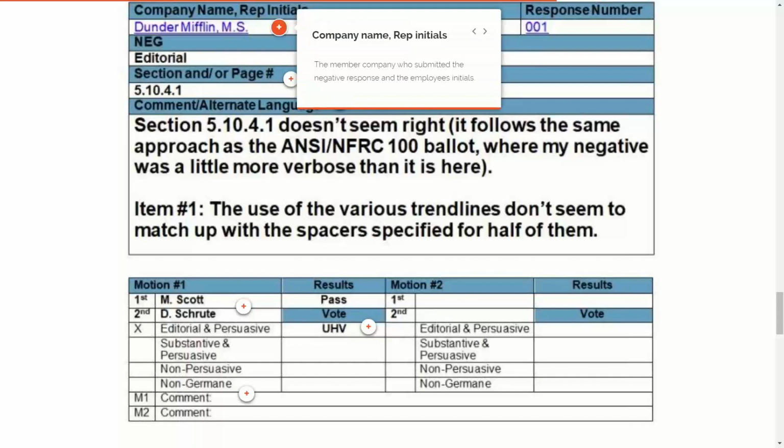You may be asking, what happens if the motion fails? That's a great question, because all negatives must be resolved. So we will start the process over again for this negative comment until membership reaches a resolution.